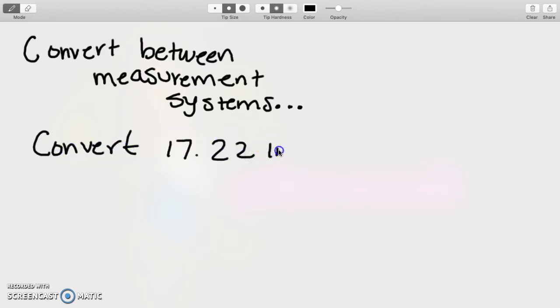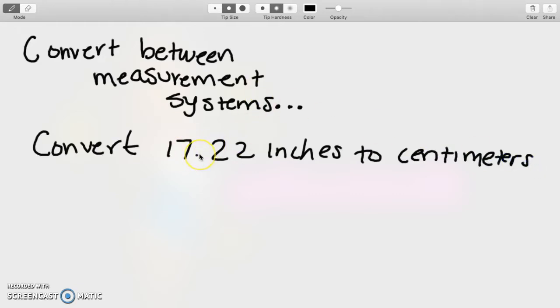17.22 inches to centimeters. I'm not really saying this number properly. I'm just saying 17.22, and I'm not going to say any of the other numbers properly simply because for time's sake, I just think it's going to make my video go by faster. So anyway, convert 17.22 inches to centimeters, and it says round to the nearest hundredths if necessary. Okay, so that's if it's necessary.